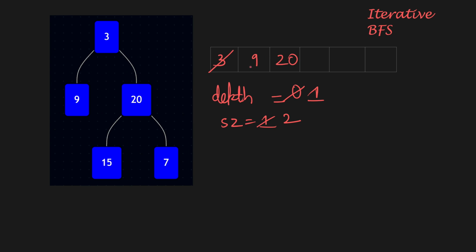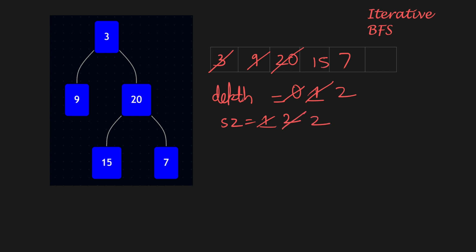So we dequeue nodes 9 and 20. Node 9 doesn't have any children, so we don't enqueue anything, but node 20 has 2 children, which are 15 and 7, which we enqueue into the queue. Now since we have processed this level, the depth of the tree is now 2, and we start the next iteration and the queue size is again 2.